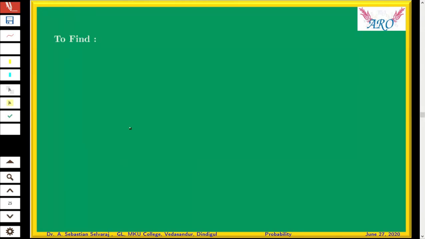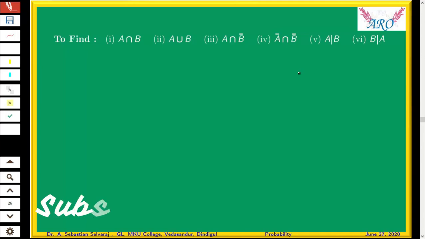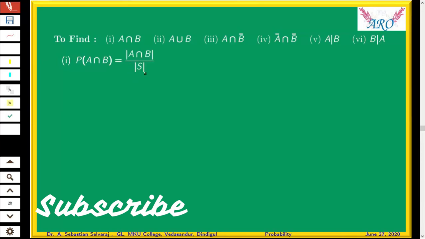Next we have to find the probability of A intersection B, A union B and so on. First question, the probability of A intersection B. The probability of A intersection B is equal to the cardinality of A intersection B divided by the cardinality of S. The cardinality of A intersection B is 6, therefore 6 by 36, that's equal to 1 by 6. This is the answer for the first question.